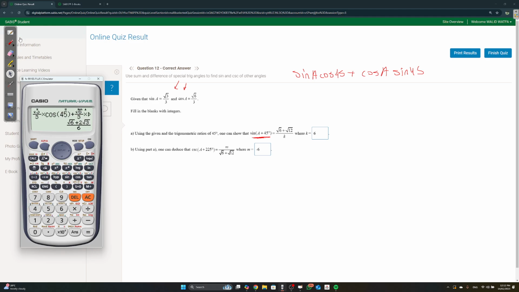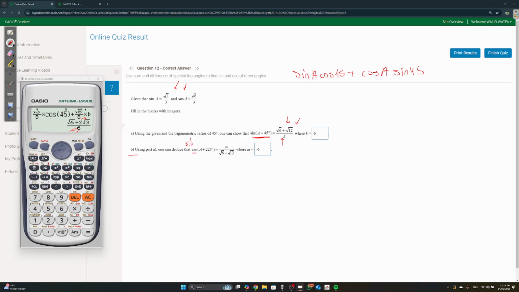You get this, okay? Someone's going to say, Walid, it's not the same. My 2 root 3 is root 12 if you take the 2 back inside. But we don't care about that, we care about the k, and the k is 6. For part B now, same thing.